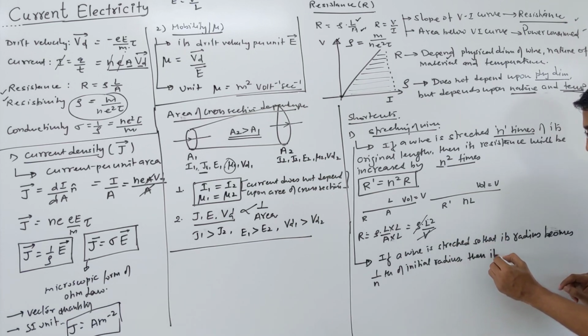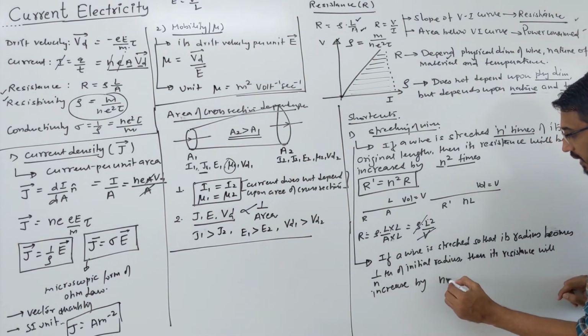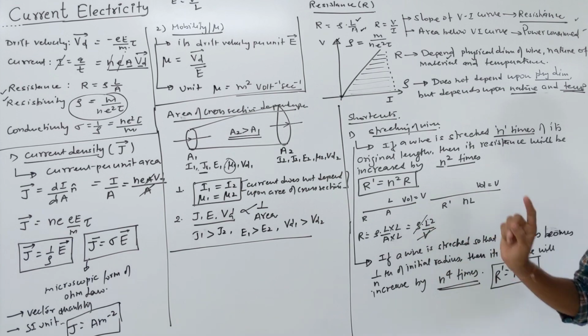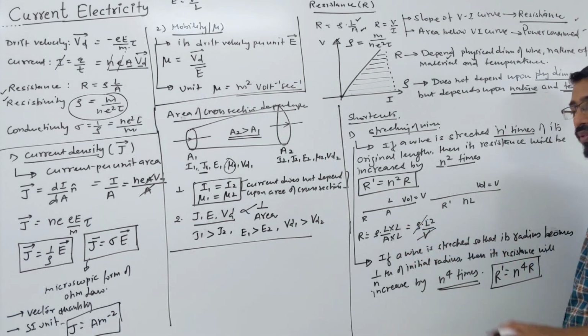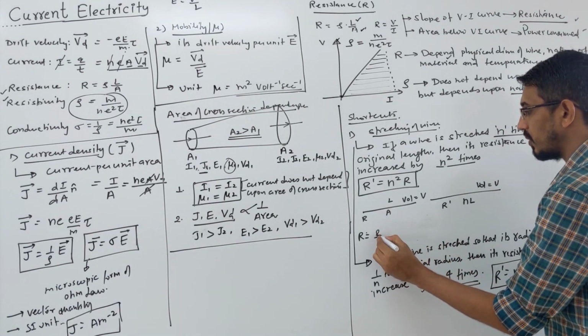Then resistance will increase by n power 4 times. Resistance will increase by n power 4 times. Your new resistance R dash will be n power 4 times the original resistance R. If you want to understand this, you have to do it exactly the same way. Look here, I'm doing the calculation here only. Watch carefully. This already I have done. This is your original resistance, rho into L by A.